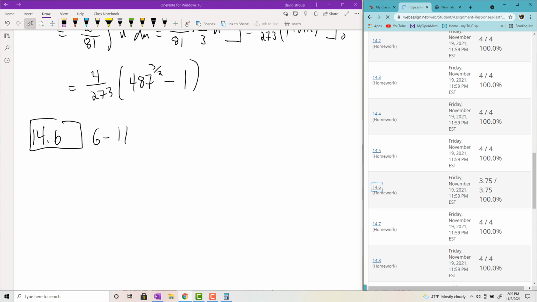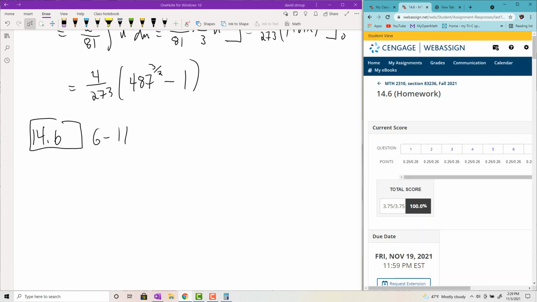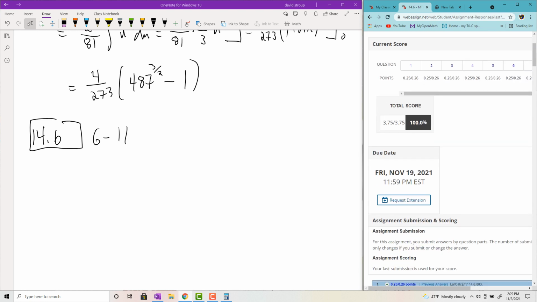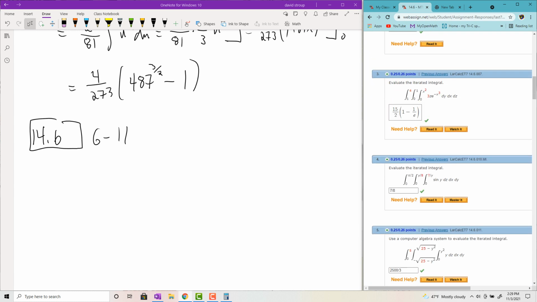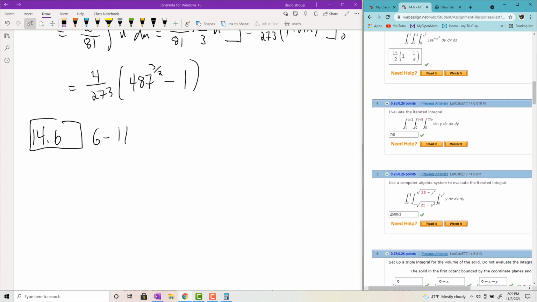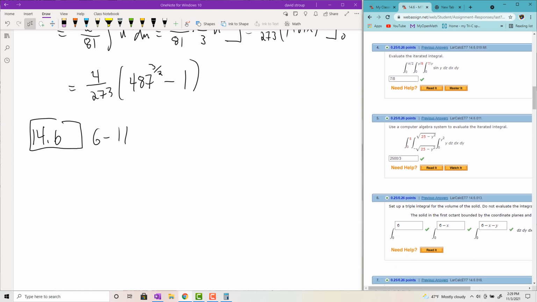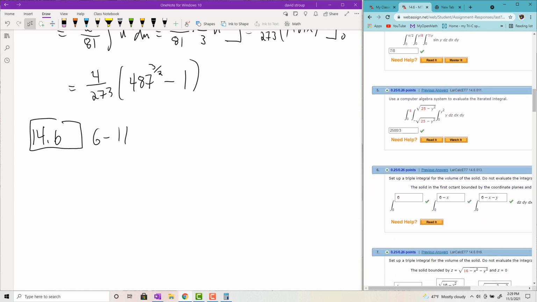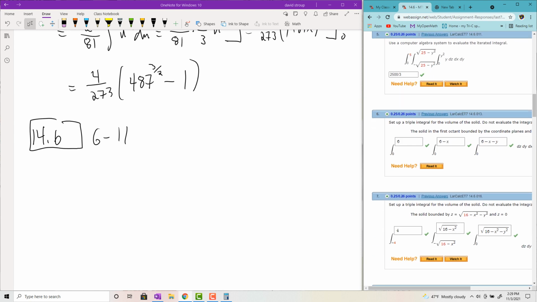So anyways, basically you're looking for volume, mainly in this 14.6 using triple integrals. So let's try number 6. And this one, they just want you to set up the integral. So it's a solid in the first octant bounded by the coordinate planes and z equals 6 minus x minus y. So let's get a picture of that plane going through the first octant.